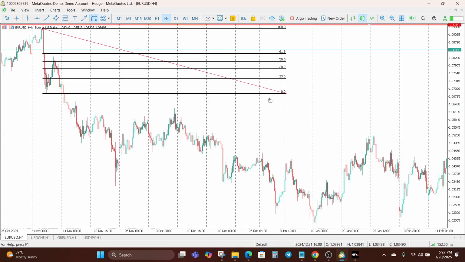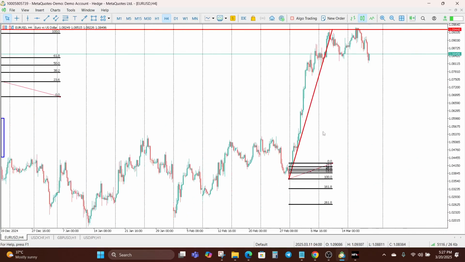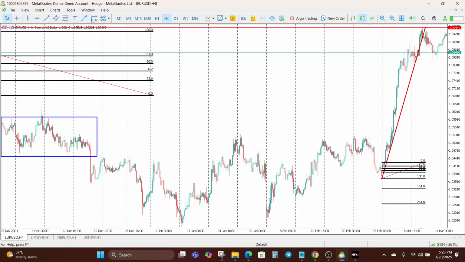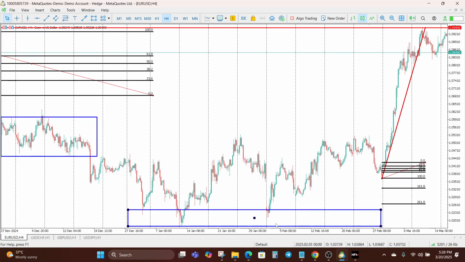Now concerning the rectangles and shapes, you can use them to highlight range bound markets, or maybe if you want to identify a zone as well, maybe a demand zone or a supply zone, or something like that. You can use the rectangle as well.